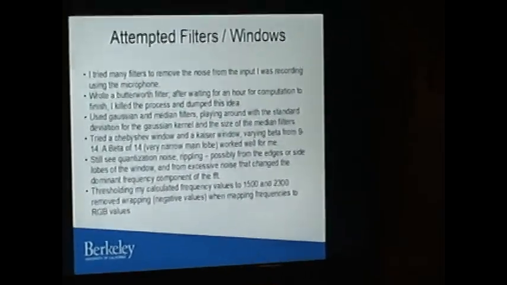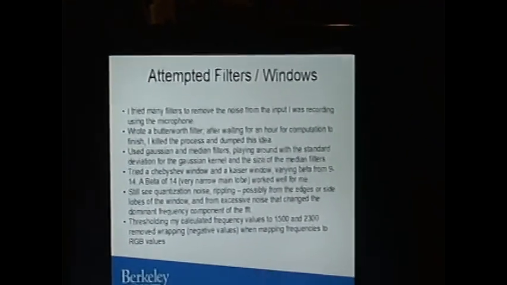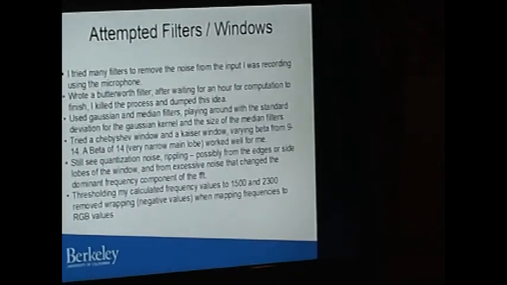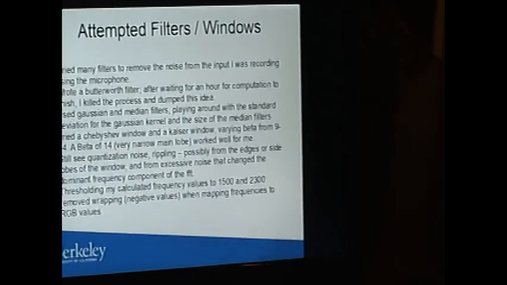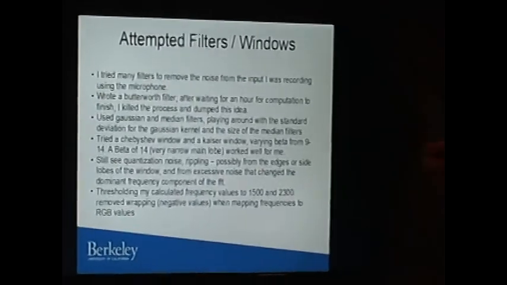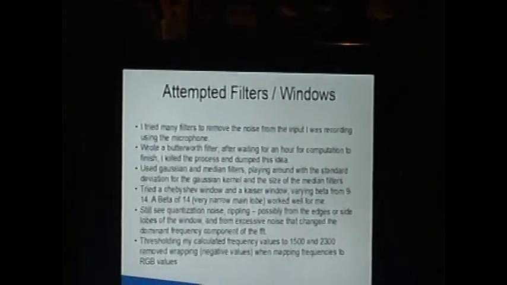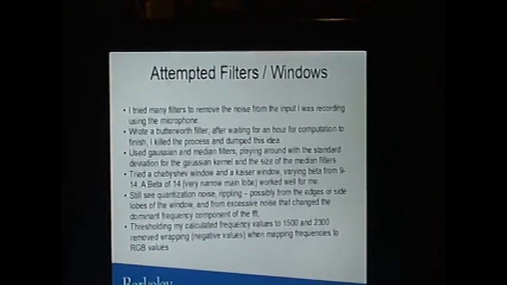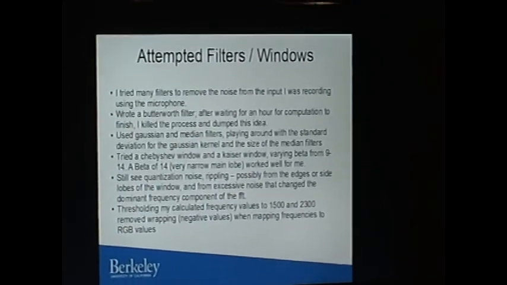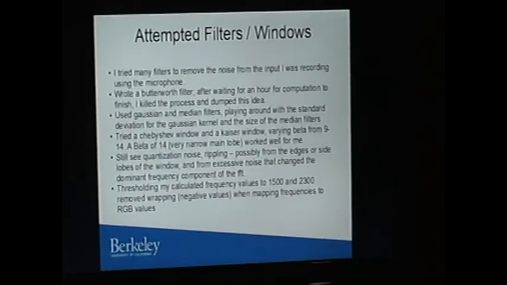So again, I went back to trying many filters, and this time when I tried a Butterworth filter, I waited for an hour, and it didn't compute anything. So it just wasn't viable. It took way too long to compute. So I played around with some Gaussian and median filters again, and then I played around with the beta of the Kaiser window that I tried earlier. A larger beta corresponds to a narrower main lobe, and I found that a beta of 14 worked pretty well for me. And yes, you can still see some quantization noise and rippling, probably from the edges of the window and the way that interacts with the chunks.